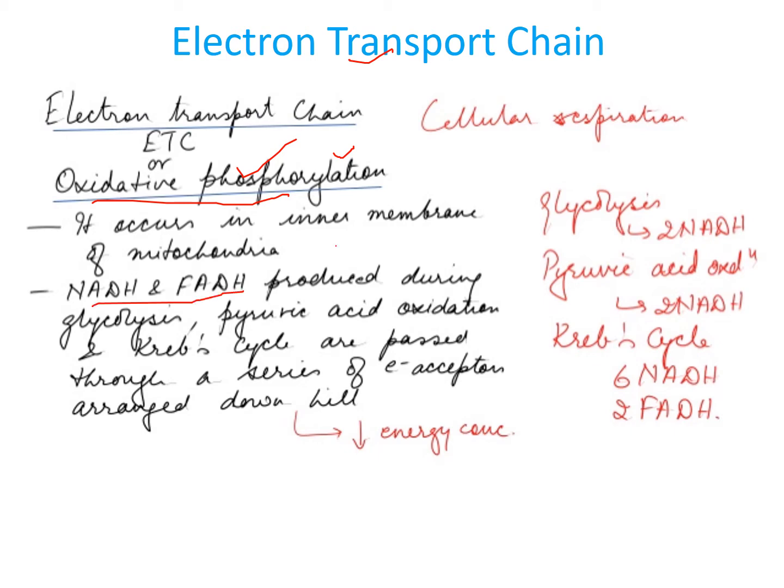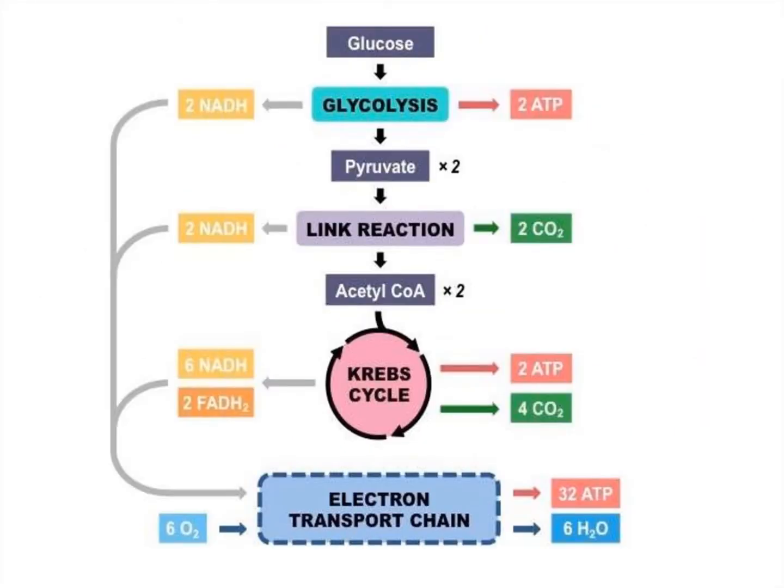If you remember, in the last class I discussed that in glycolysis, for each glucose molecule, 2 ATP molecules and 2 NADH molecules are released, and 2 pyruvate molecules are formed. These 2 pyruvate molecules enter the link reaction, which gives 2 carbon dioxide and 2 NADH molecules, and forms 2 acetyl CoA molecules. Those 2 acetyl CoA molecules enter the Krebs cycle, and there they produce 2 ATP molecules, along with 6 NADH and 2 FADH2 molecules.